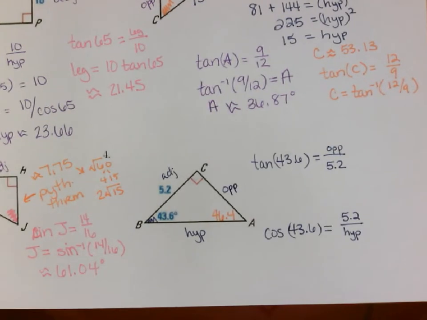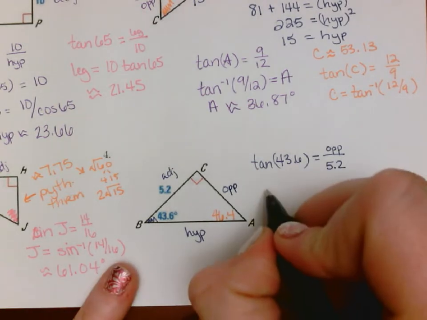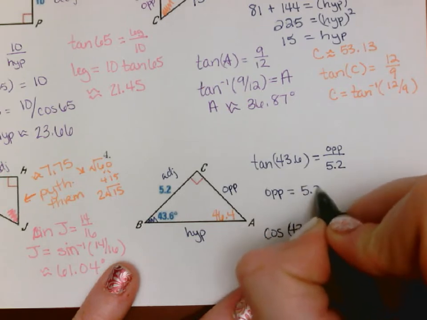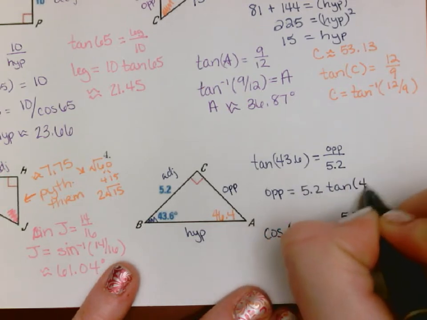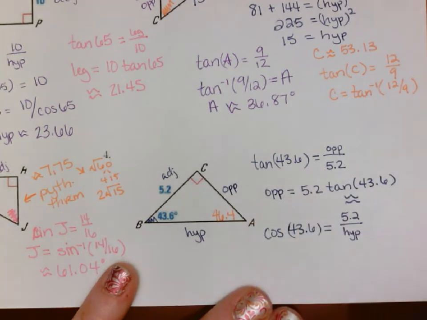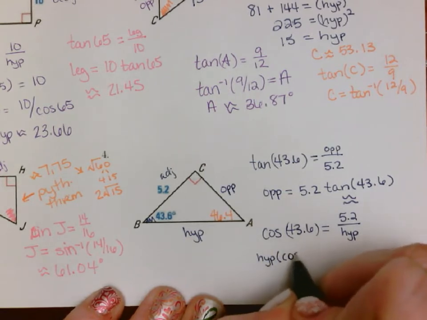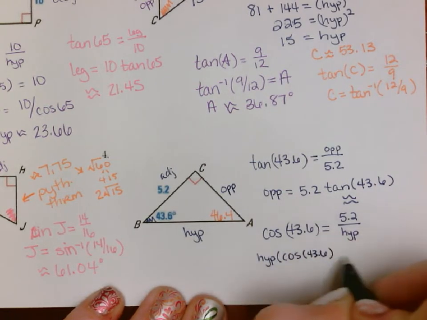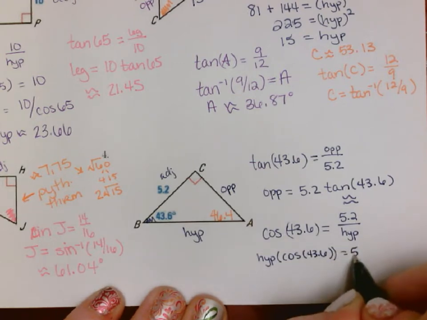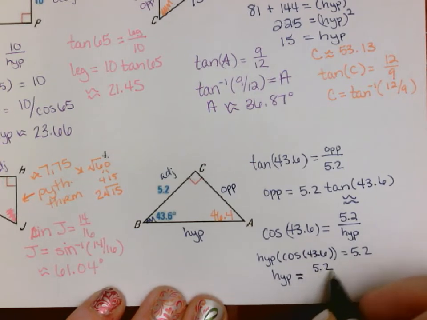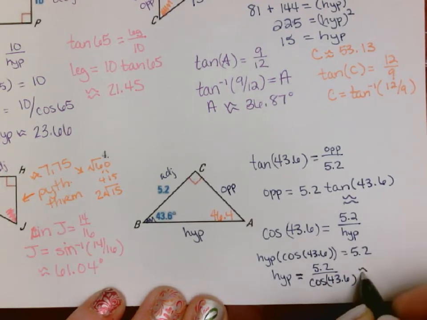Now to solve these problems, cross multiply, so opposite is equal to 5.2 tangent of 43.6, which is approximately going to be something. Cross multiply here. Hypotenuse times cosine of 43.6 is equal to 5.2. So the hypotenuse is equal to 5.2 divided by cosine of 43.6, which is approximately a value.